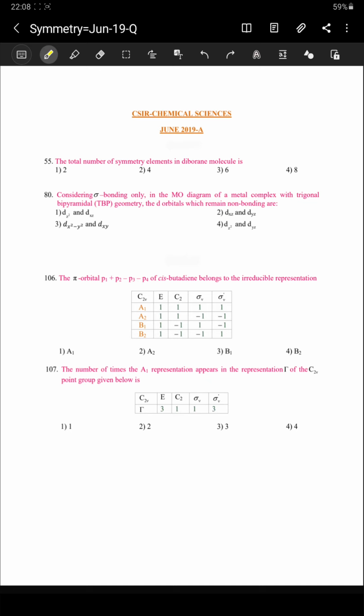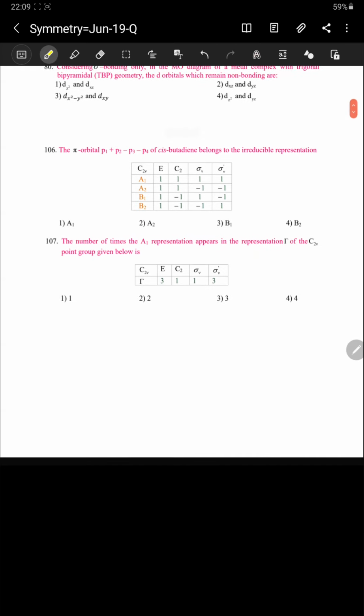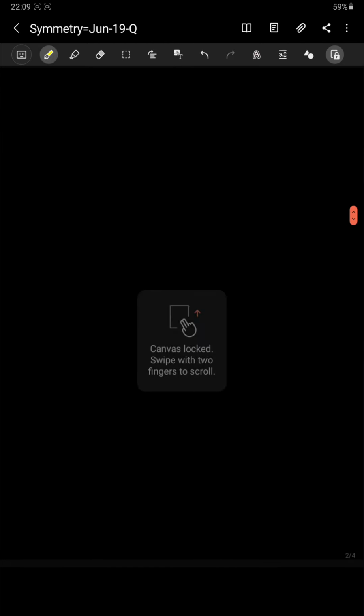So in this video, I'll give you that strategy, where even if some different molecule is given, you can very easily work out the symmetry elements and then the point group. So let's do the workout for question number 55. Diborane is B2H6.